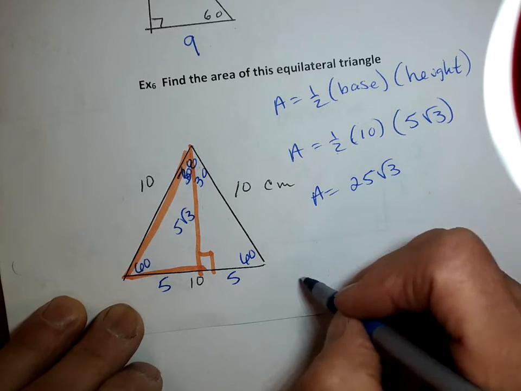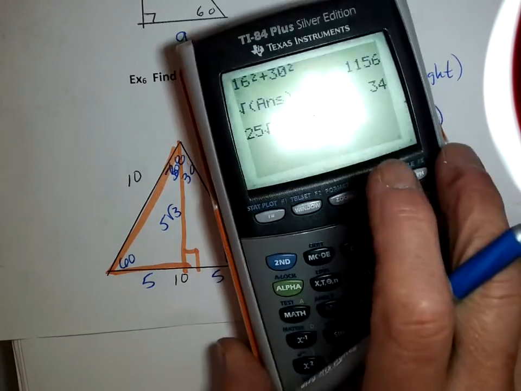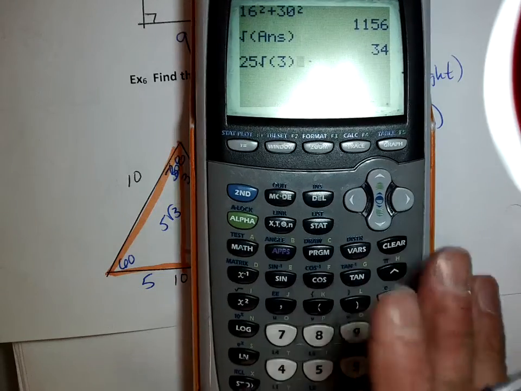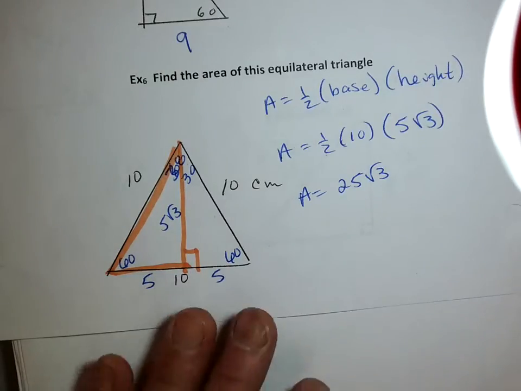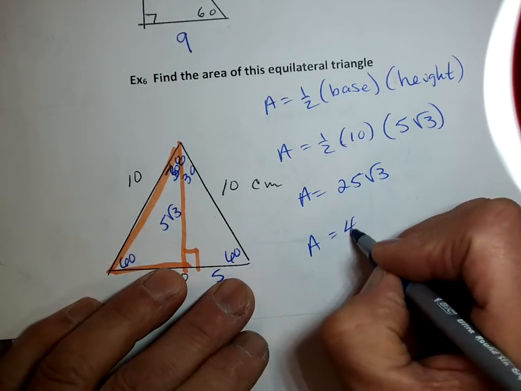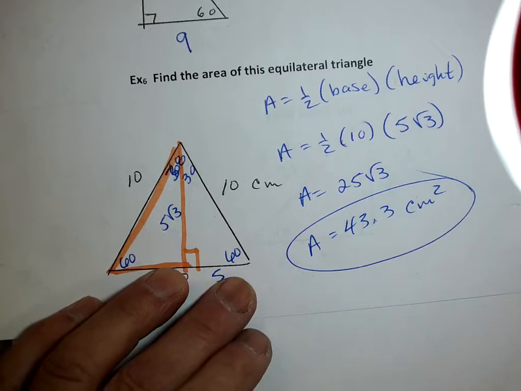If I wanted a decimal answer so that I can go to Marston's and they can cut a board for me, because they'd look at me like I was crazy if I said 25 square roots of 3, they'd say, what are you talking about? So I could just use my calculator, right? What is 25 times the square root of 3? I get an answer of about 43.3 centimeters squared.